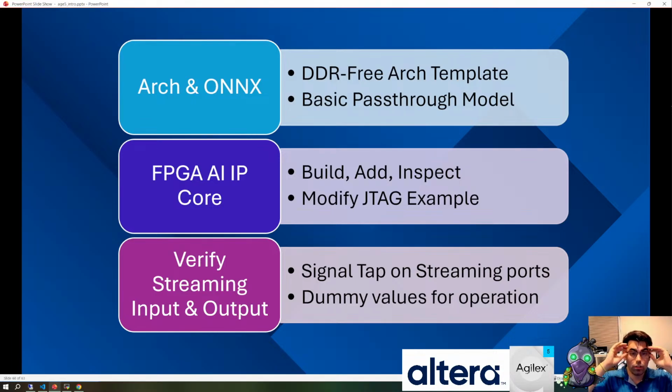Okay, so today we're going to dig down into looking at the FPGA AI IP core. How do we use a DDR3 architecture with streaming inputs and streaming outputs? How do we develop the ONNX model that goes through it? And then after that, we'll look at adding that IP core to your existing design and then verifying that with Signal Tap.